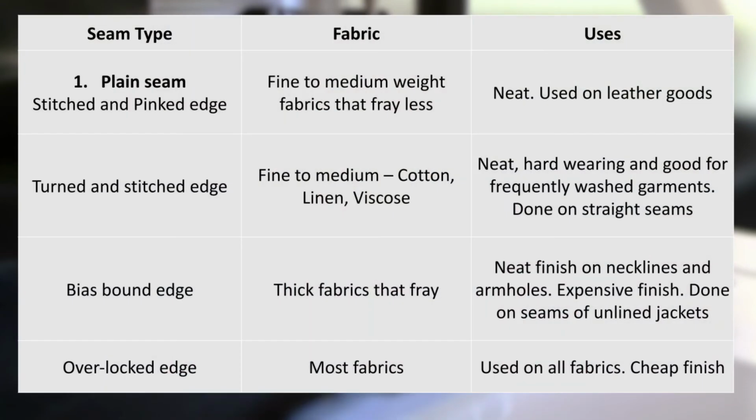So these were some characteristics we discussed that we see in a well constructed seam. Then there are different types of seams for different fabrics. Let us see what different types of seam we have and for which type of fabric it is used. First is the plain seam. Plain seam we generally use for fine to medium weight fabric that frays very easily.